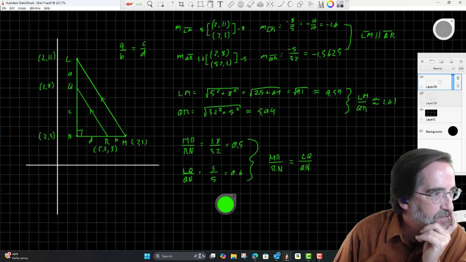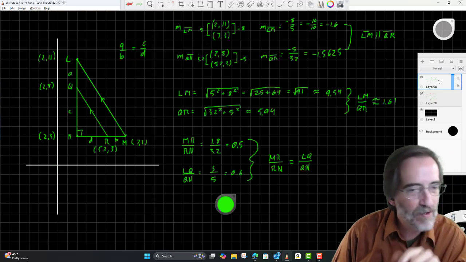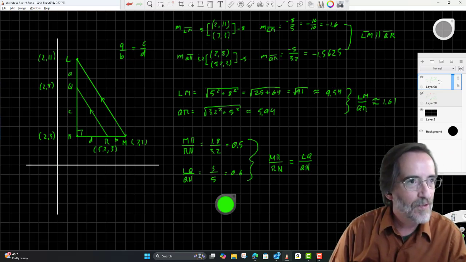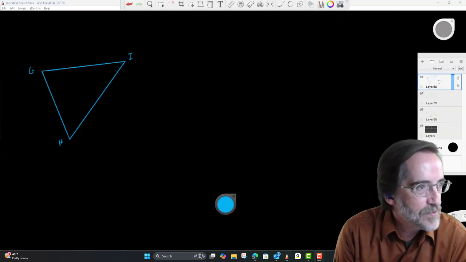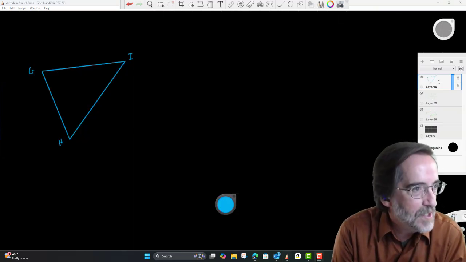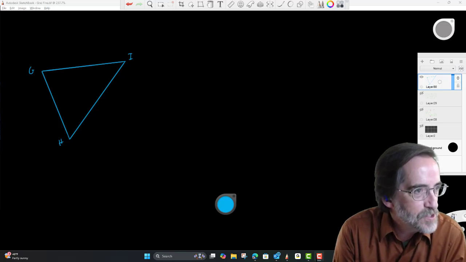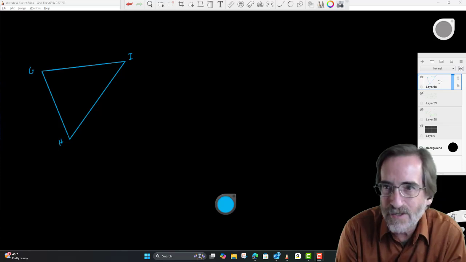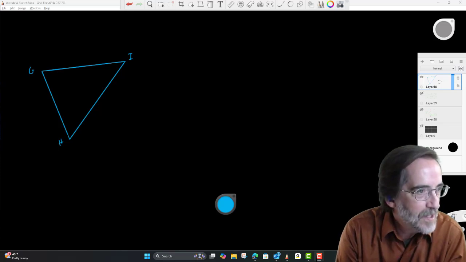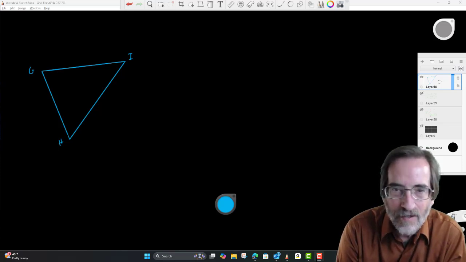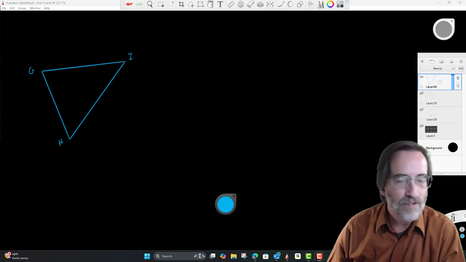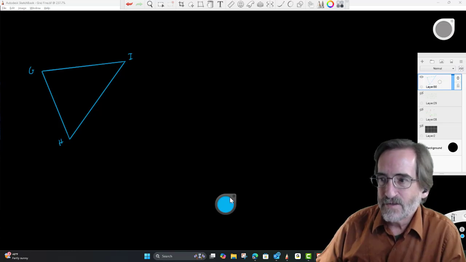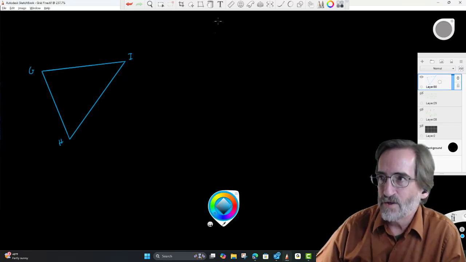Prove the following using a two-column proof or a paragraph proof. All right. Hold on, I'm going to set this up. So we've drawn triangle GHI. We're going to sketch JK through triangle GHI such that J is on GI and K is on HI, and it appears that JK divides GHI proportionately. That is, it splits the sides proportionately.